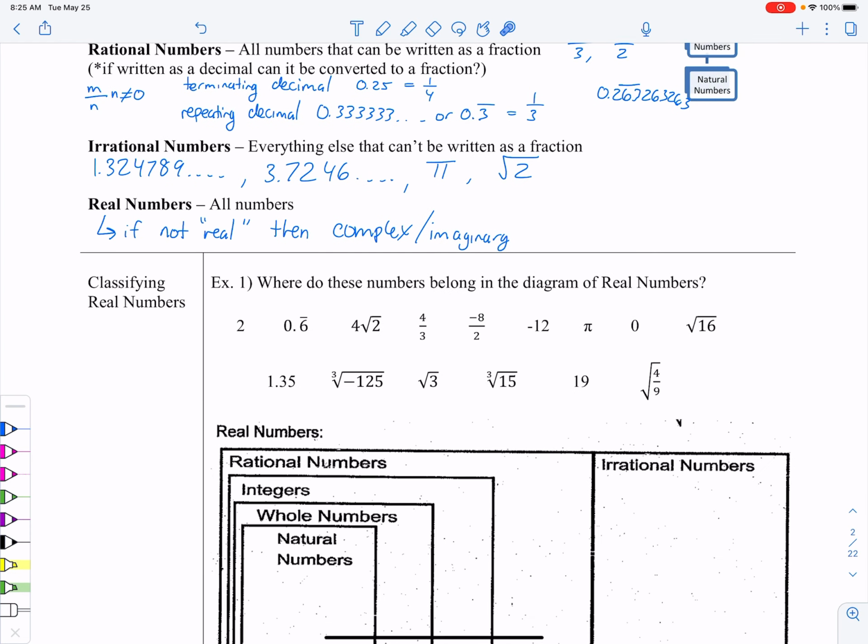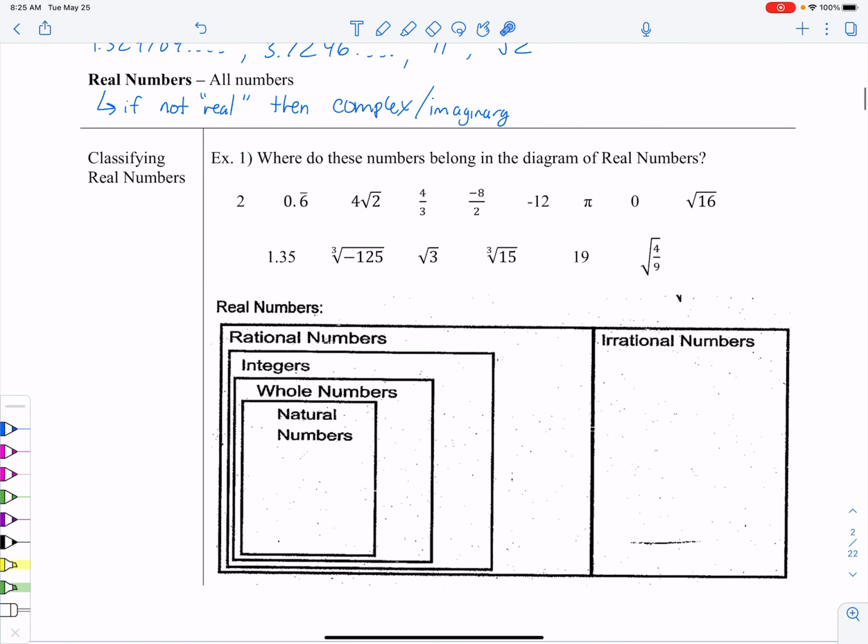So here we have a bunch of numbers, and the question says, where do these numbers belong on the diagram of real numbers? So we have to place them. First we need to look at anything that has a root in it and see what it converts to. So this is 4 root 2, and if you put that into your calculator, you get 5.6568, and it continues on.